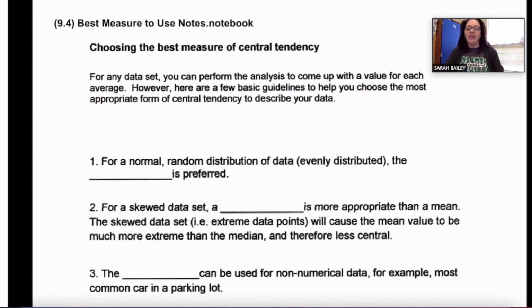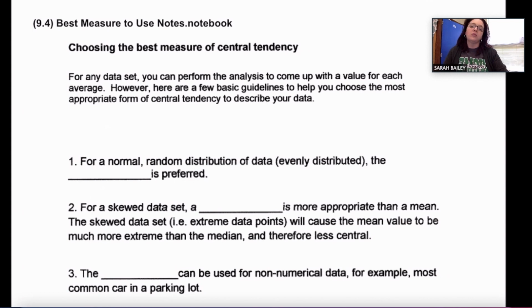On this next page, it's about choosing the best measure of central tendency. So I'm just going to read that top section with you. For any data set, you can perform the analysis to come up with a value for each average. However, here are a few basic guidelines to help you choose the most appropriate form of central tendency to describe your data. In this case, we're not talking about range, but whether or not you should use the mean, median, or mode, those three, to represent your data.